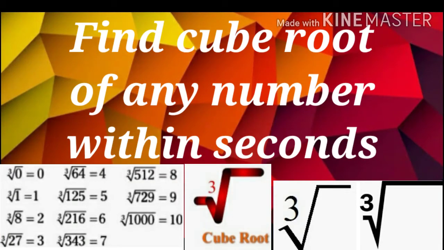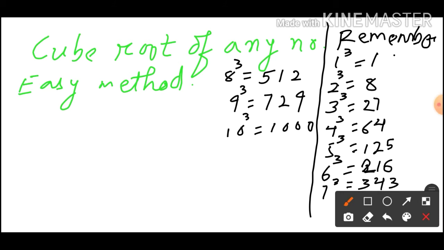Children, today we'll learn to find the cube root of any number in a very easy method. For this you have to remember the cubes of numbers from 1 to 10, like 1 cube is 1, 2 cube is 8, 3 cube is 27, 4 cube is 64, etc. Now look at the last digit.